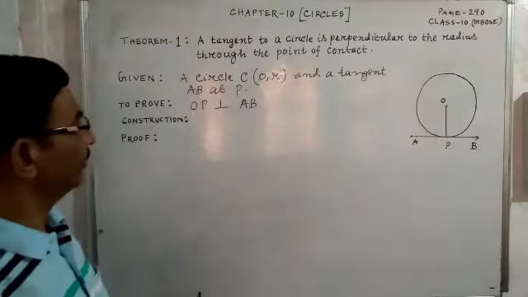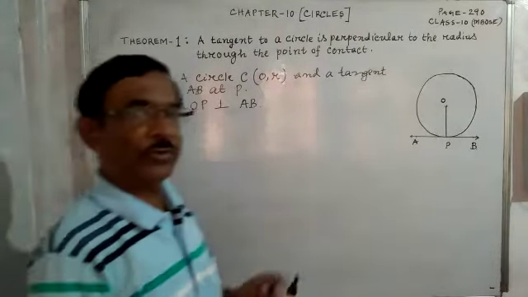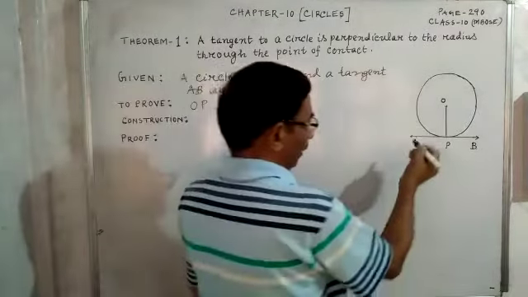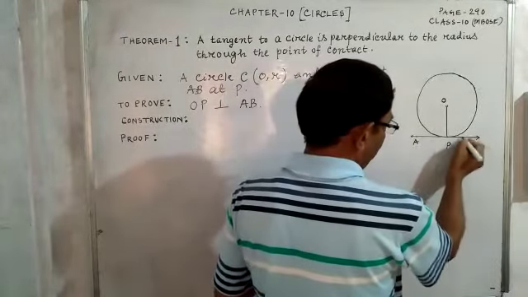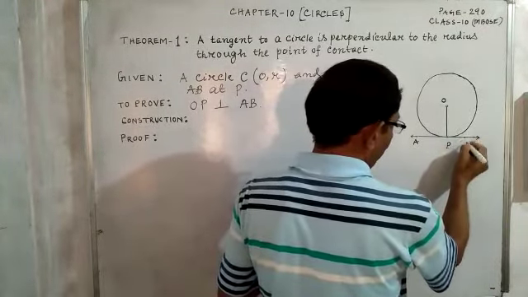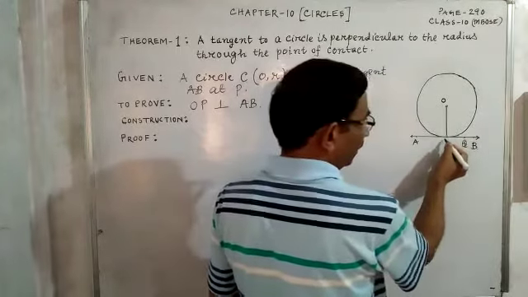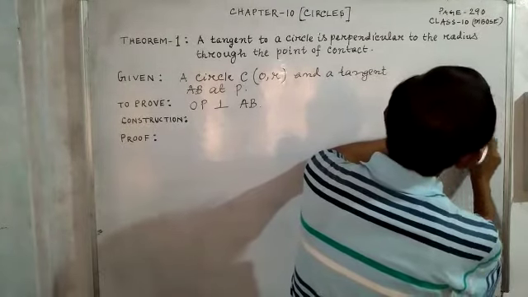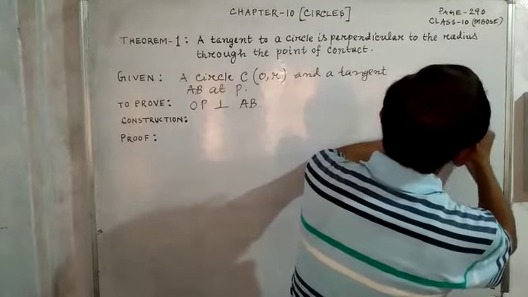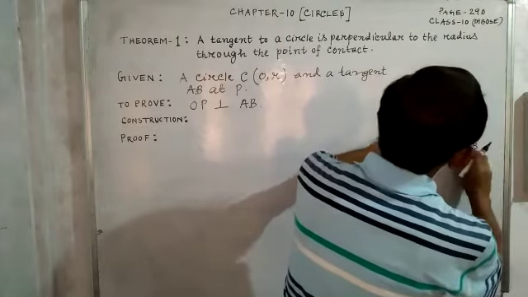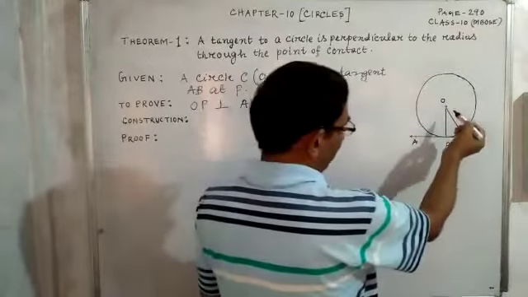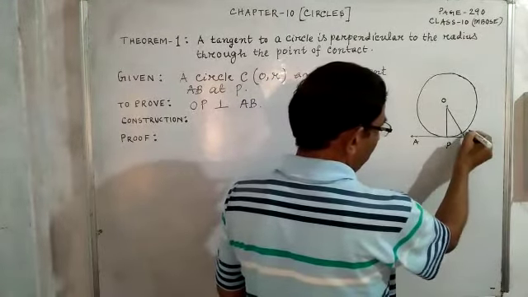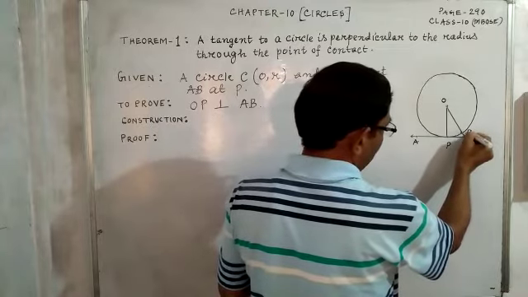Now this picture is not sufficient to prove this, so we need to draw some extra part. We call it construction. So what will be the construction? On the line AB, suppose we take a point Q other than this P, and we join O and Q by a straight line like this, and this line OQ cuts the circle at a point. We name it R.